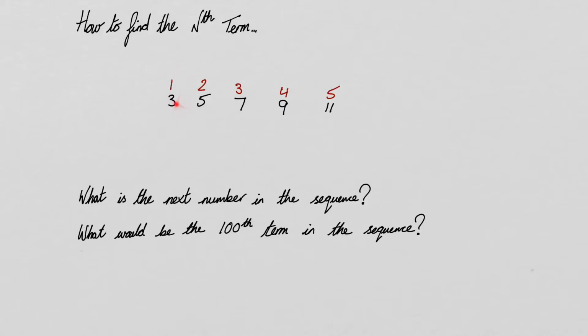So at the moment we've got 3 in position 1. So what do I have to do to 1 to get an answer of 3? Well, I could times it by 3. So if I write out the 3 times table underneath, I can see if my nth term will be 3n, or just the basic 3 times table. So here we have 3n, which is 3, 6, 9, 12 and 15, and it goes on.